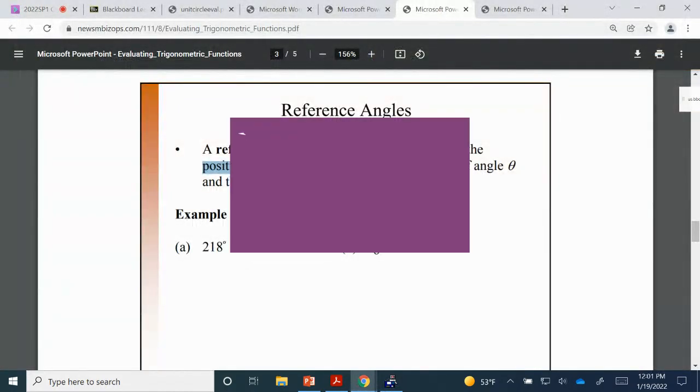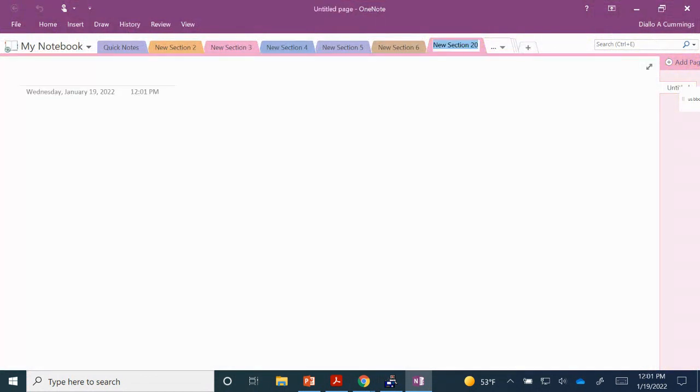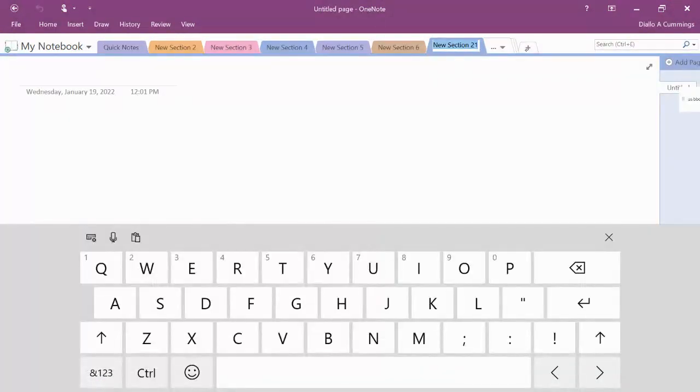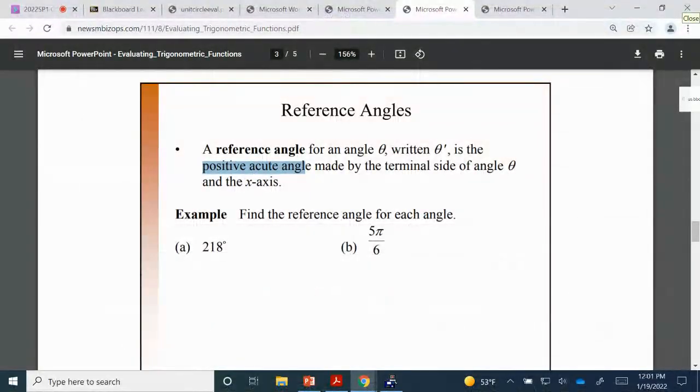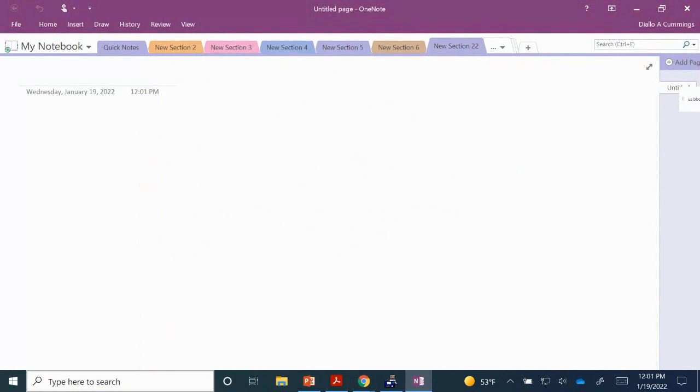Now in the reference angle chart, since we are okay, give me 1 second. It appears to have crashed.